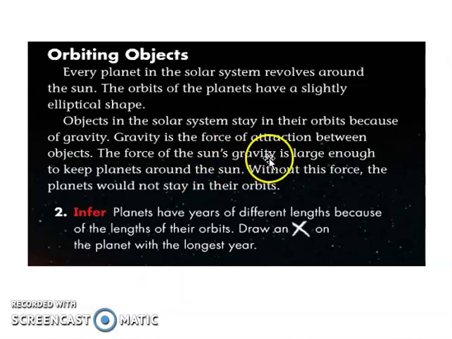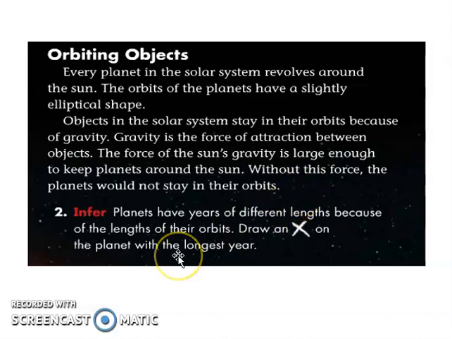Gravity is the force of attraction between objects. The force of the sun's gravity is large enough to keep the planets around the sun. So, girls, the larger the object, the larger the amount of gravity. The sun is responsible for keeping all those planets in place. Without the sun's gravity, the planets would just float apart.